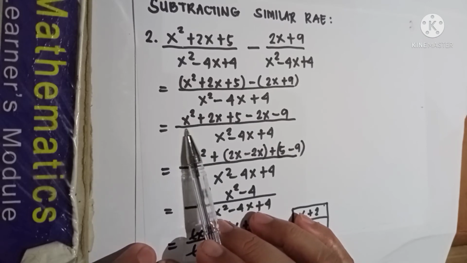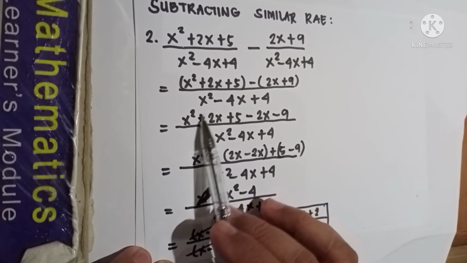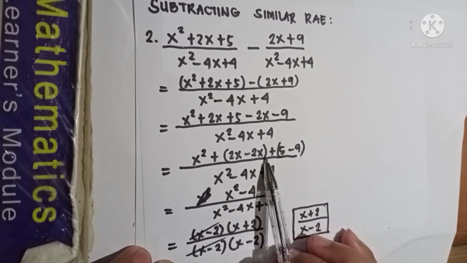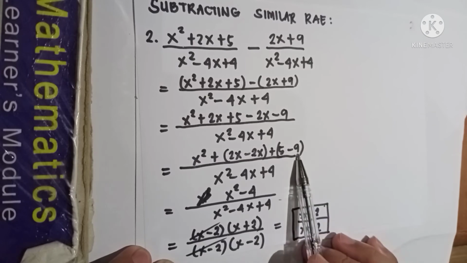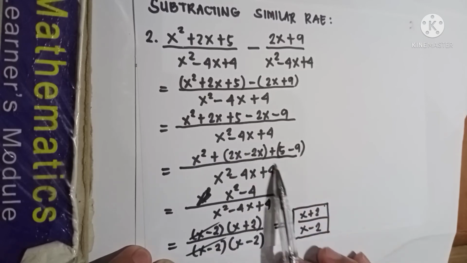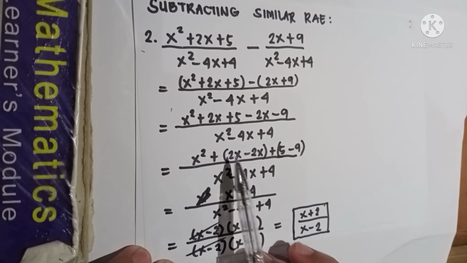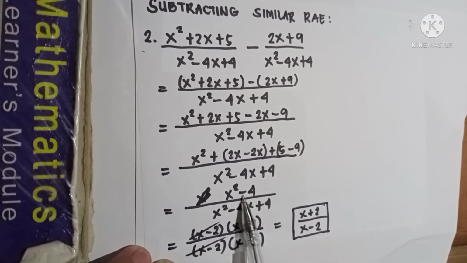Then we're going to combine similar terms. Since there is only one x squared, we will bring down x squared. But positive 2x and negative 2x are similar terms. That's why we combine them in one parenthesis. And also positive 5 and negative 9 are also similar terms. That's why we write them in another parenthesis and copy the denominator. So bring down x squared. Next, 2x minus 2x, that is 0. Then 5 minus 9, that is negative 4. Then copy again the denominator.